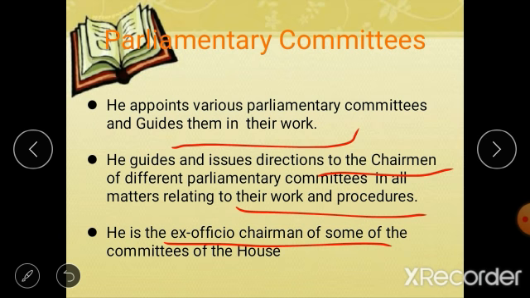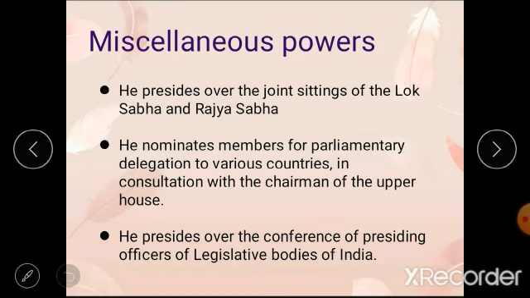And the next power, he presides over a joint sitting of the Lok Sabha and Rajya Sabha. Very important point. So for 1 mark they can ask a question like who presides over the joint sitting of the Lok Sabha and Rajya Sabha. So it is the speaker. So don't misunderstand. There are many students who write it as president. President just addresses the joint sitting of the Lok Sabha and Rajya Sabha, but it is presided over by the Speaker of the Lok Sabha.